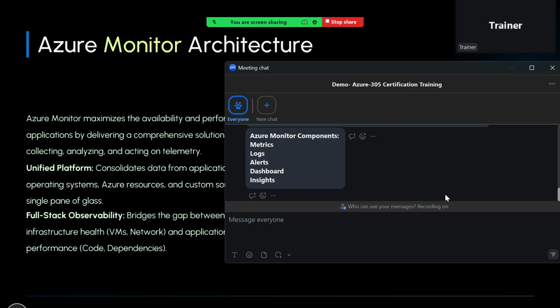So what is the monitoring life cycle? Typically the workflow looks like this: collect data, then analyze, then detect problems, then alert, then investigate, then resolve.